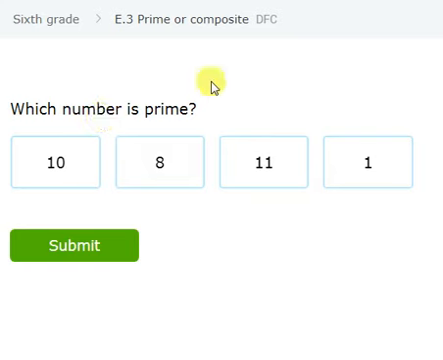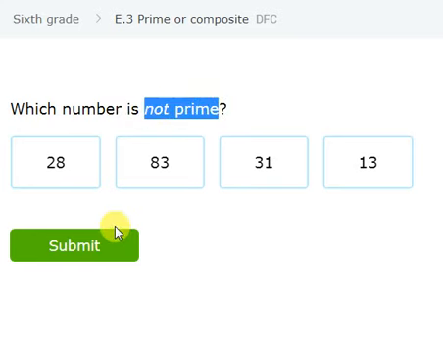Great. Okay, it is very important to read the instructions, what the question is, right? So what are they asking? Which number is not a prime number, right? So we need to look for the composite number.